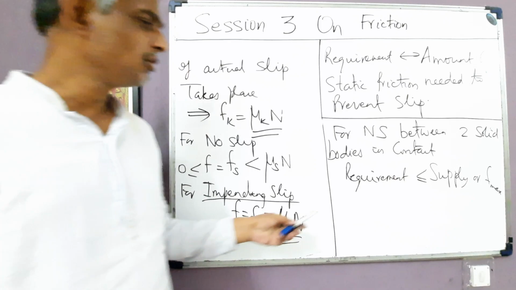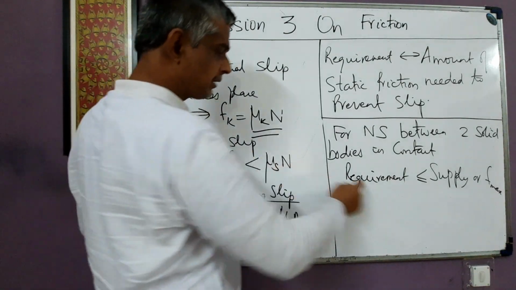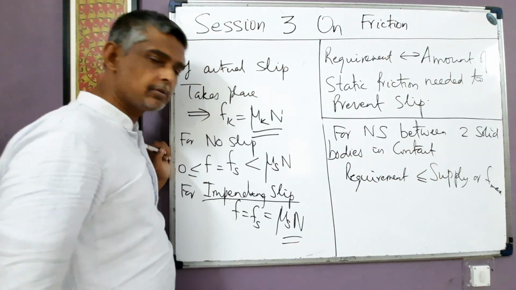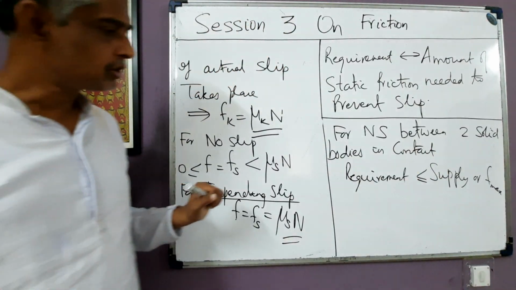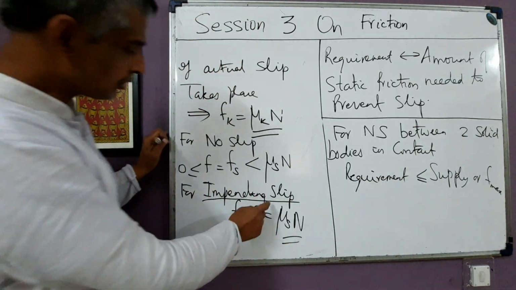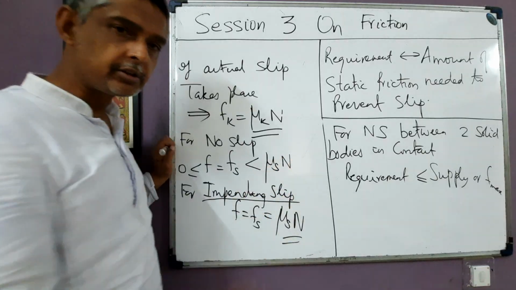force of friction is static in nature, and its magnitude is equal to mu s N. Okay, but in numericals we will not distinguish between these two. We will simply write them like this. For no slip, requirement should be less than or equal to supply. In the condition for no slip in numericals, we will use this condition. We will not use this one, because I am counting this also in no slip itself. Okay. So this I have made clear. Fine.